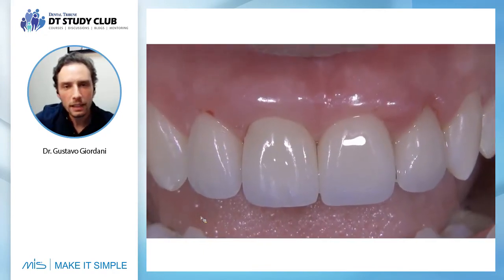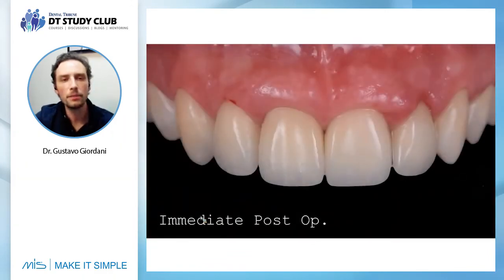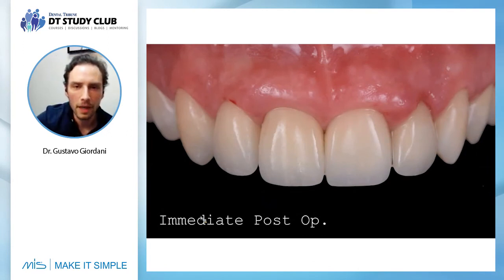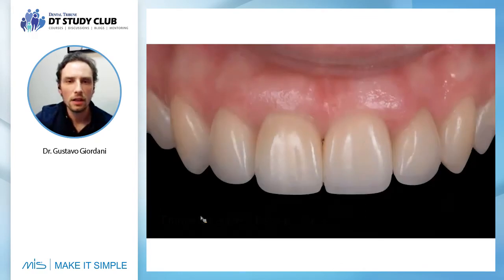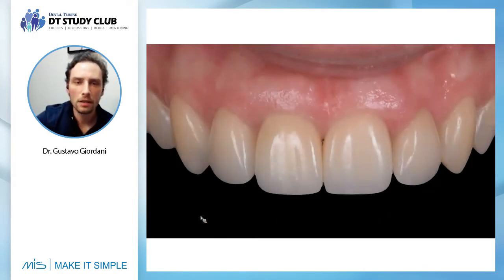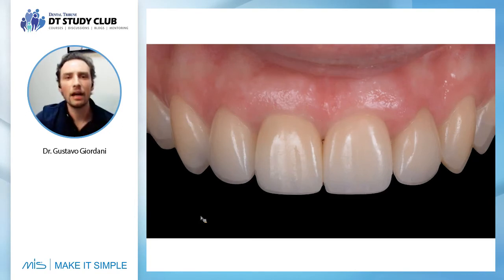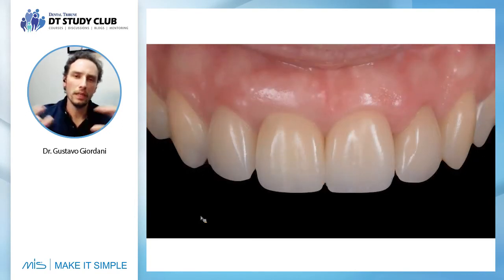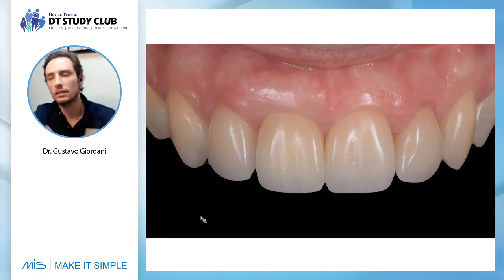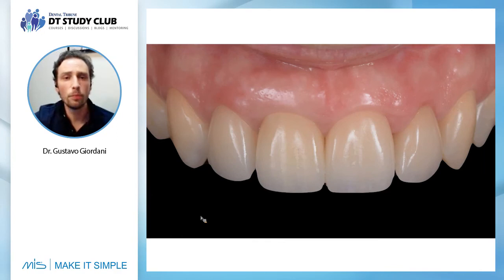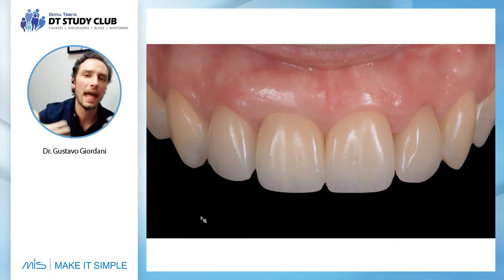So 20 newtons of torque, and then you finish your restoration. This is immediate post-op, very nice view. Of course, some inflammation. Then we can just leave the tissue. After some months it will look very good, very healthy, and after a year, the tissue will be very good because you are supporting it by using the natural form. You are copying nature.